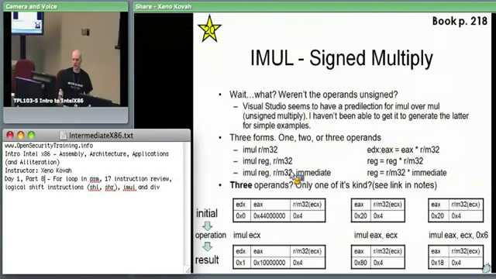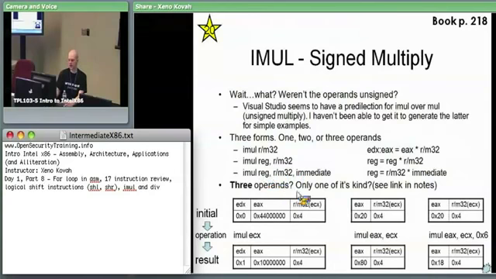But this just seems to be a predilection of Visual Studio again, just like its pushing ECX for a single local variable. So it doesn't like unsigned multiply, even though I have unsigned operators and stuff like that. I took two variables, both unsigned, multiplied them by each other. Didn't get an unsigned multiply. So whatever.